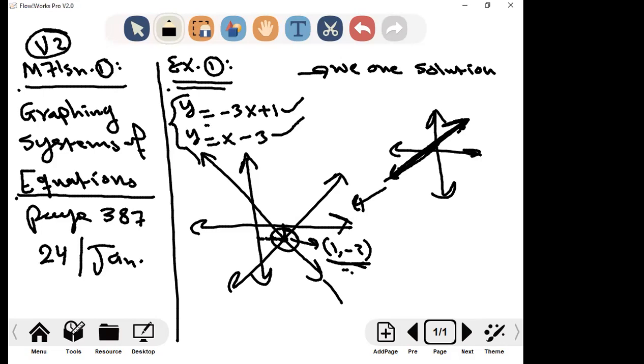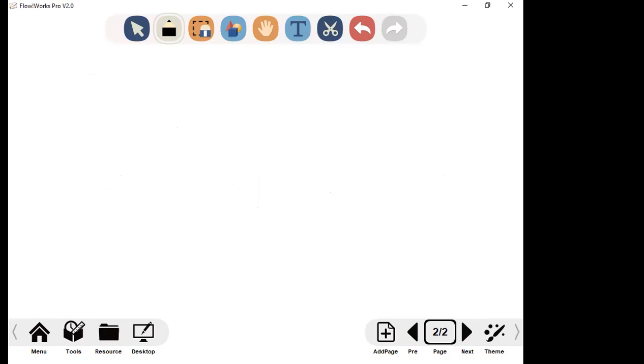Do we know how we graph these two lines, these two equations here? Yes. Take the first one, x-intercept, y-intercept, we graph. Take the second one, x-intercept and y-intercept, we graph. We did a lot of graphs this year, right? Let's take example two together. Is it graphed in your book? Yeah. Example two.